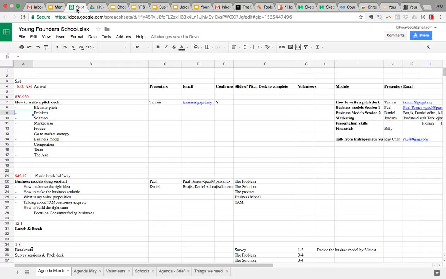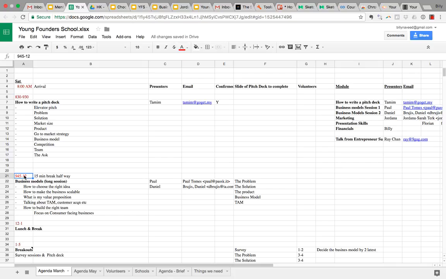Firstly, I'll give you a quick guide as to what we do throughout the weekend. If you look here, you'll see that normally the kids arrive around 8 o'clock, and by about 8:30, they're going to attend a lecture on how to write a pitch deck. What is interesting is the way we structure it: every single lecture relates to slides of the pitch deck to complete, except for this first one. So this is much more generic, talking about how a pitch deck is structured.